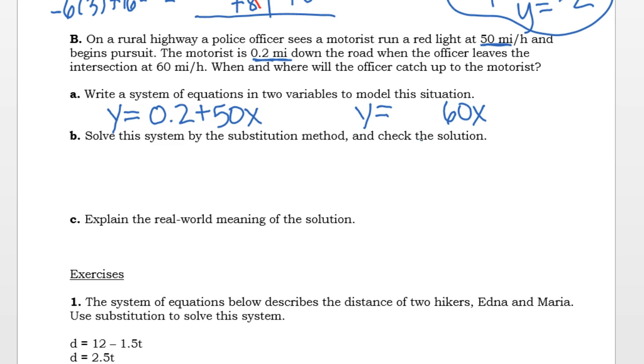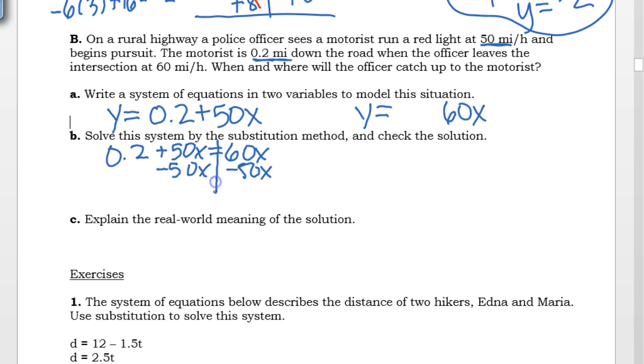So to solve using substitution, I will set my two equation halves equal. Start by subtracting or eliminating the smaller of the x's. So I will subtract 50x from each side, since 50 is smaller than 60. That leaves me with 0.2 and 10x. I don't have the same step from above. I don't have a constant to bring together since that 0 got erased.